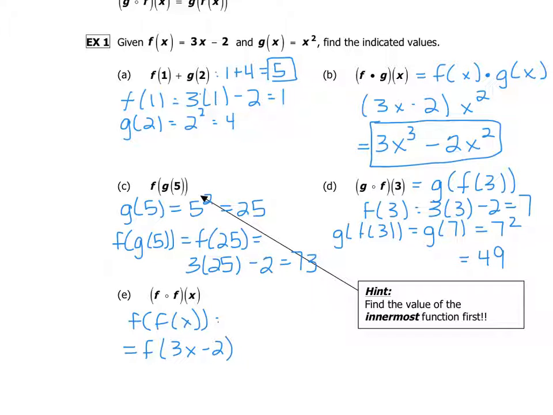So this is 3 times 3x minus 2 minus 2. And notice something. This in our function was just x. See? And what we put there was the whole 3x minus 2. So now what we've got to do is simplify and combine like terms. So we've got 3 times 3x is 9x minus 6 minus 2 gives us 9x minus 8.